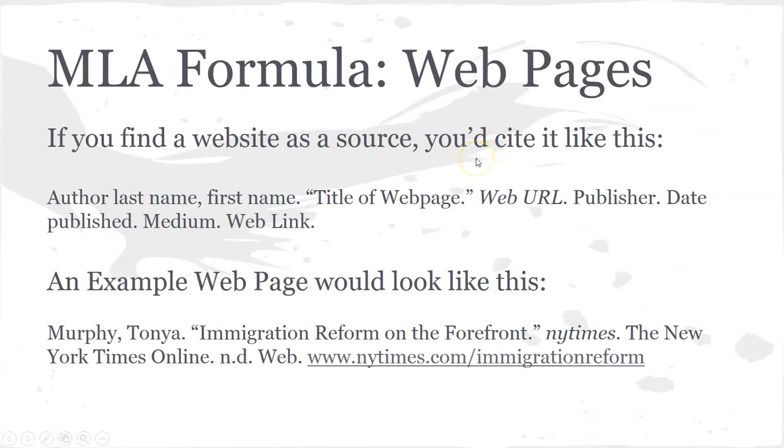Web pages, which I assume are what most of you are going to be using for your citations, are very similar. You have your author's last name, a comma, their first name, the title of the web page in quotation marks. Then here's where a lot of people get confused. Your web URL, which is your basic website, is in italics. Then you have the publisher of that website, the date published, the medium, and a link to it. Now, here's where it gets confusing. A lot of people wonder, well, why do I have to list the web URL and the publisher? Aren't they the same thing? With most websites, they're going to be pretty similar.